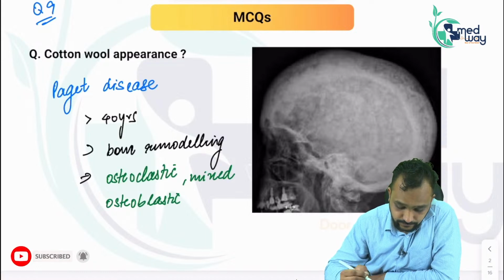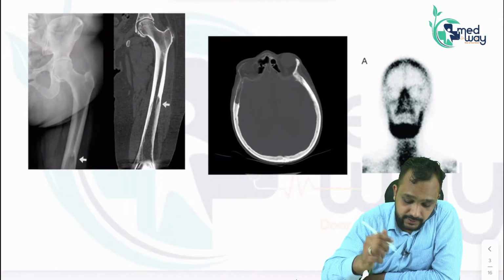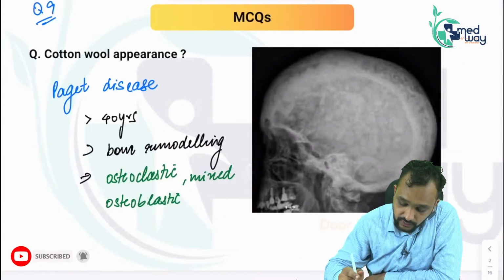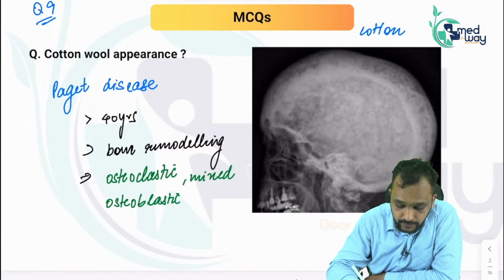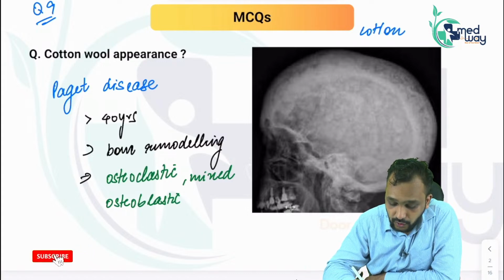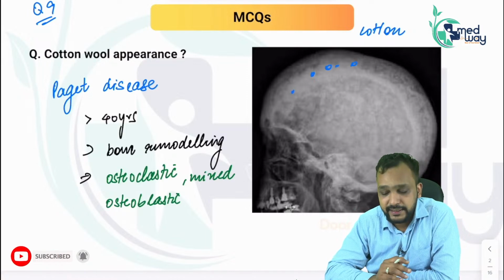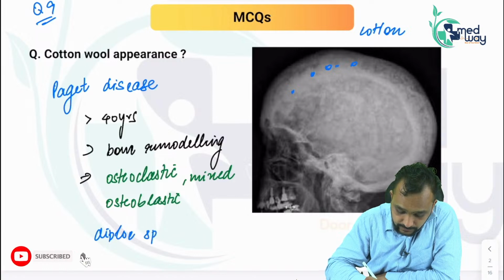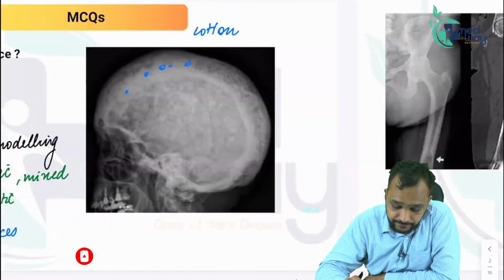Now, talking about the important imaging signs in patients with Paget's disease. First, we have already discussed the cotton wool appearance of the skull, right? So there will be osteoblastic reaction within the skull, and because of this multiple radiodensities can be seen. Also you will see that there will be widening of the diploic spaces and the skull will be thickened, right?